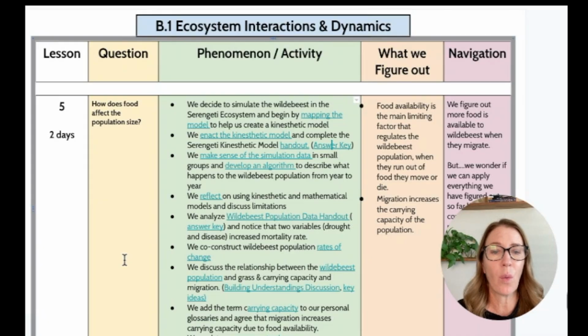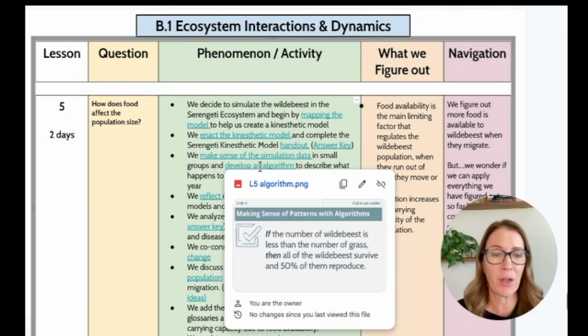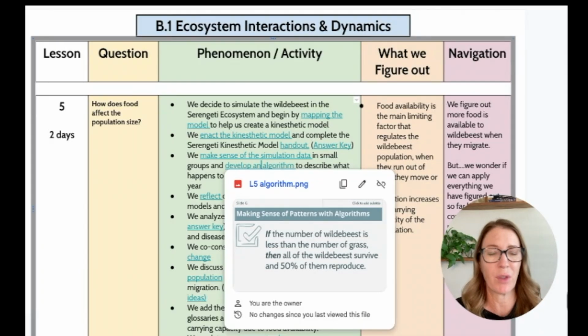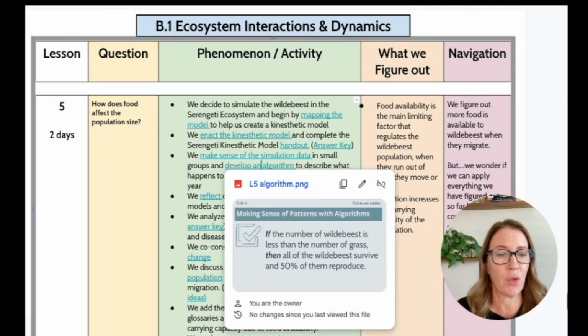Okay, so we developed this algorithm, and here is the slide that goes with it. And it says, if the number of wildebeest is less than the number of grass, then all the wildebeest will survive. So the slide also does that if-then statement. This is really what is most important, I think, for students to get out of what an algorithm is.